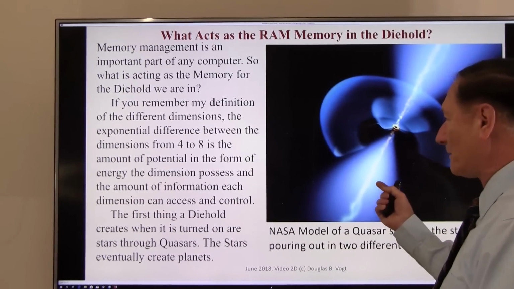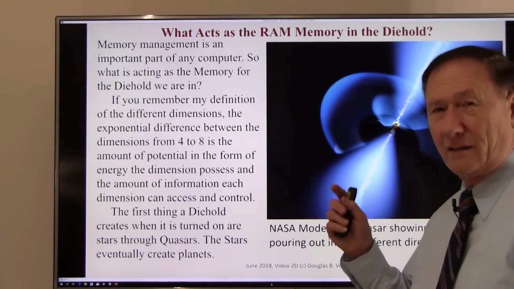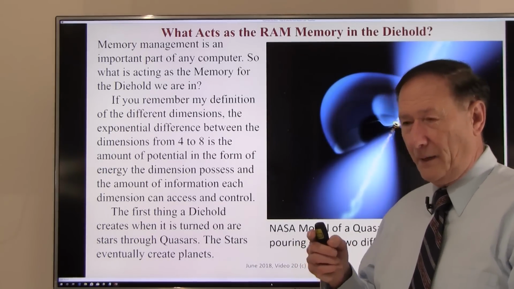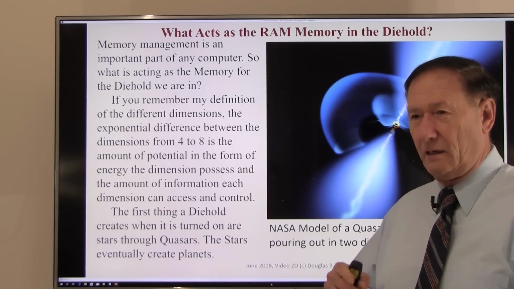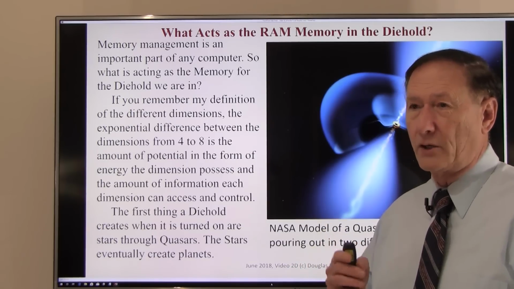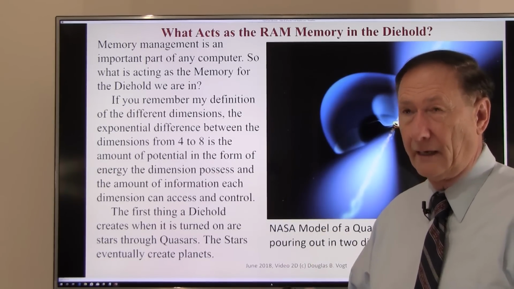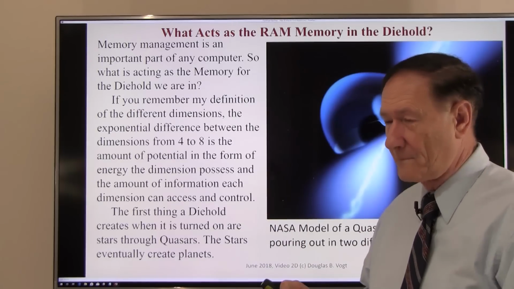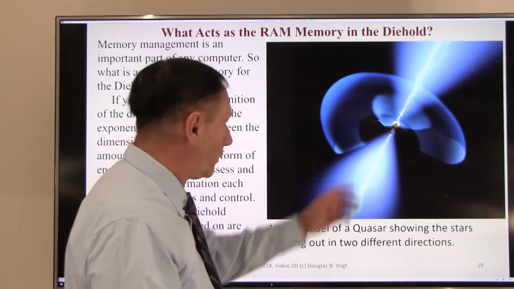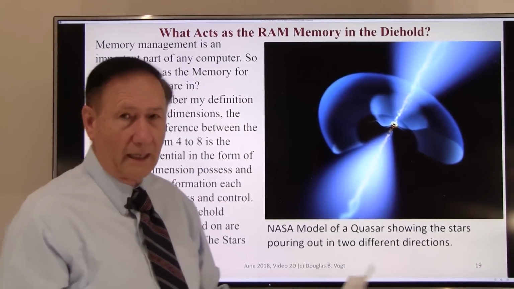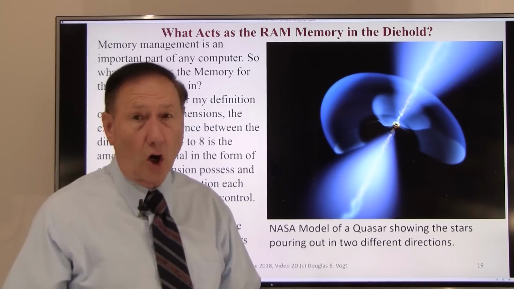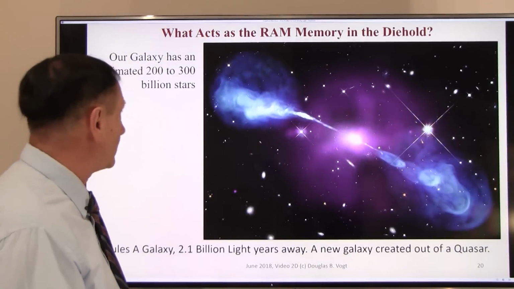So the question is, what's doing the memory? Well, if you remember what I said about dimensions, each one is divided by how much potential it has and also the amount of information that it can access, manipulate and communicate with. So what's the ultimate? When these things are being created, a quasar opens up and it creates a galaxy. And what's it pouring out? It's pouring out stars.